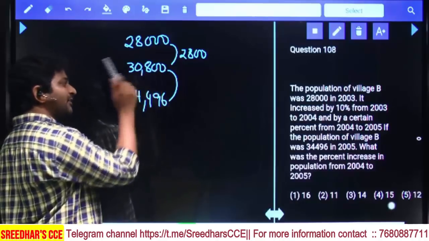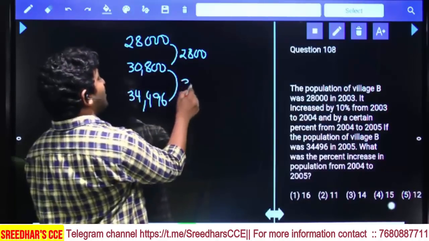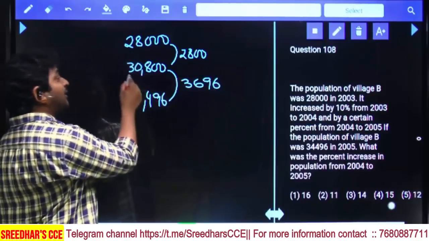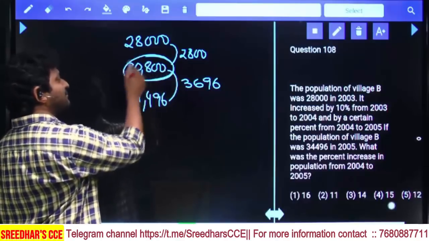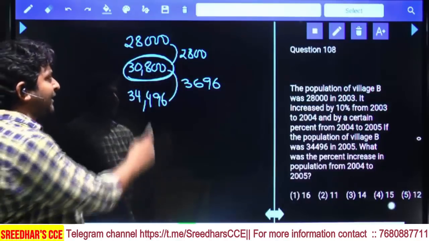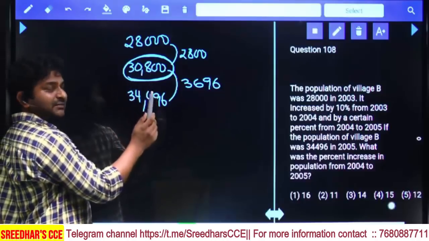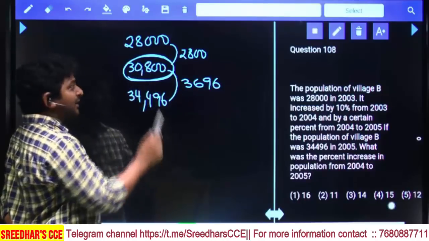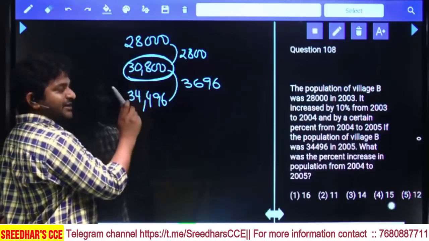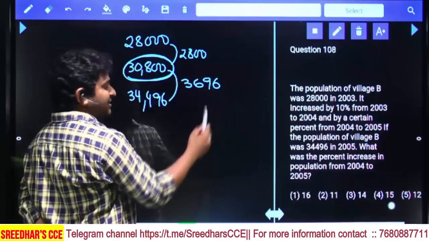3,496. To that again we have to add 200. That is 3,696. This is equal to what percentage of this number? That's what your question is. Now it is very clear. 10% is 3,080. You have more than that. 1% ending with 8. 1% is 308. But this number is ending with 6.